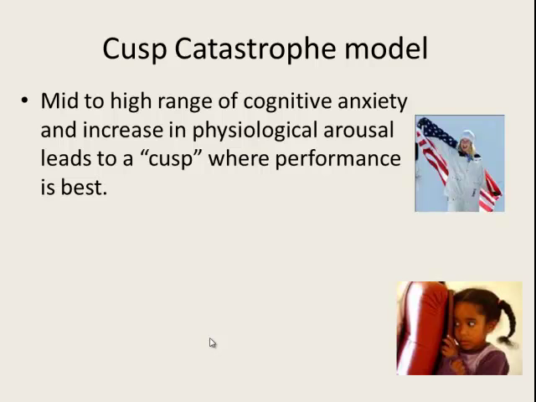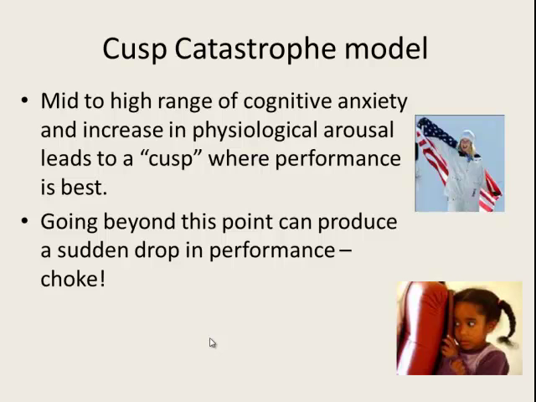So, mid to high range of cognitive anxiety, you want to be a little nervous, you want a little fear going on, and an increased physiological arousal leads to that perfect performance, that cusp they call it. However, going beyond that, and this is where I feel very sorry for gymnasts and ice skaters, you go beyond that level of anxiety, and you start cutting into your performance. You start making those mistakes, and you go beyond that.